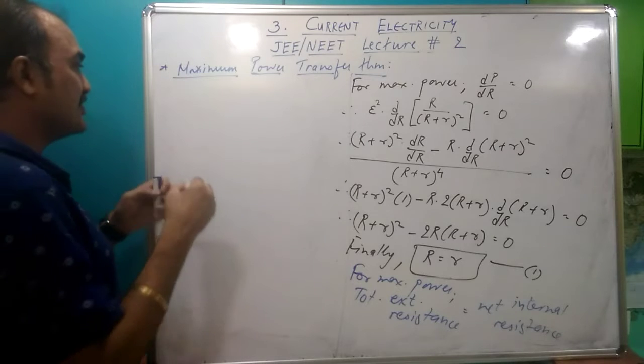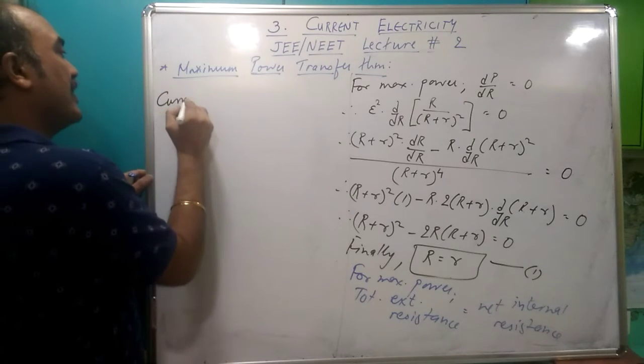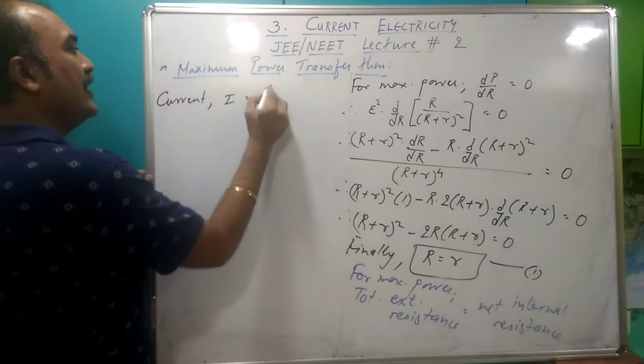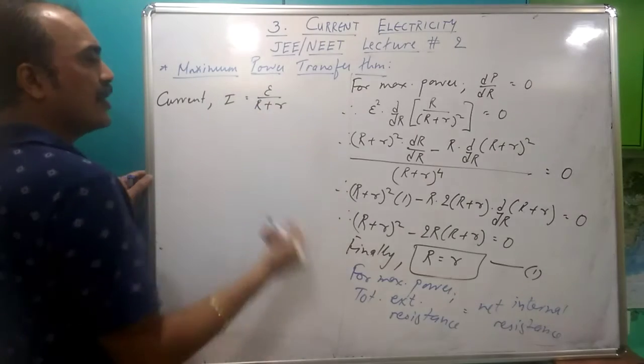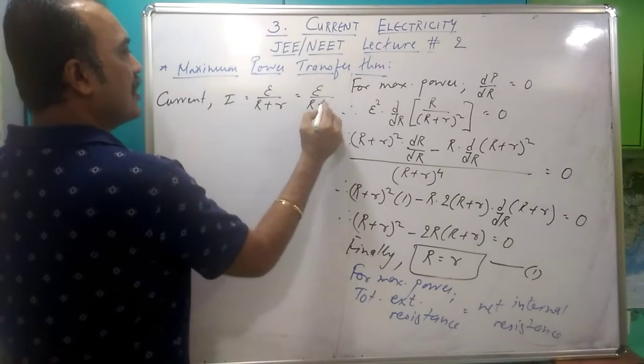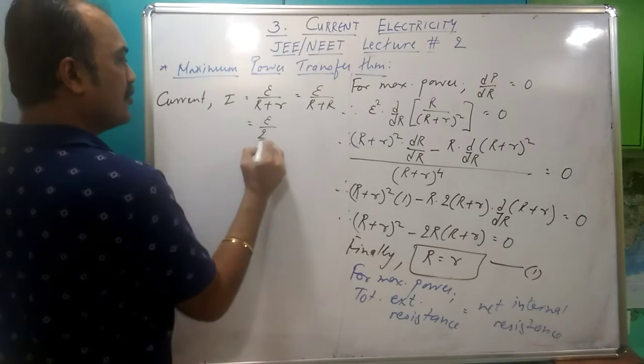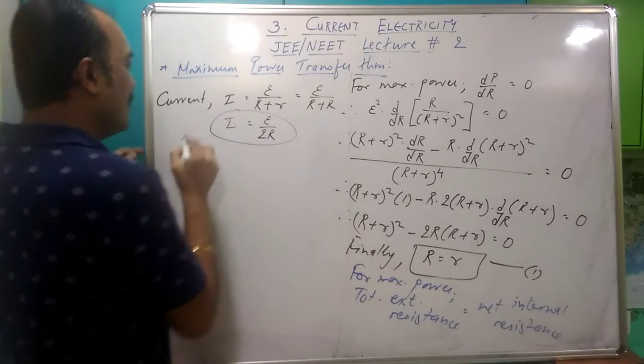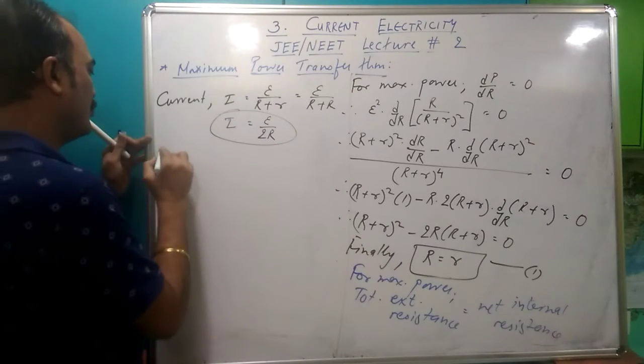So max power, first things first. First will be current. How much is the current, buddy? I is epsilon over bada R plus chota r. Now you already know chota r is bada R. So R plus R, which is epsilon over 2R. And power, max power, will write in blue.